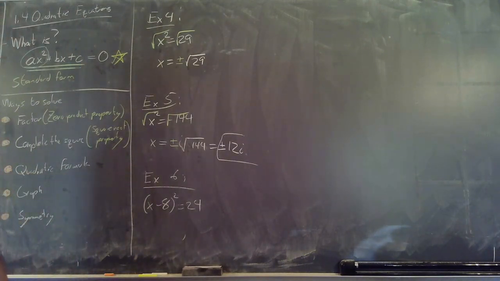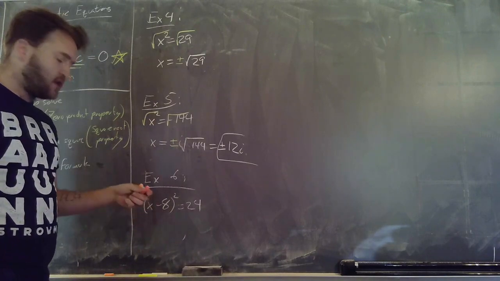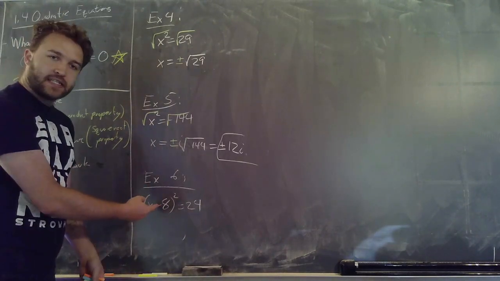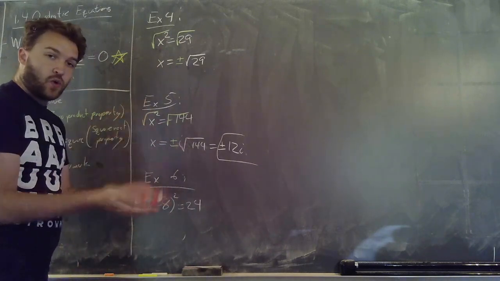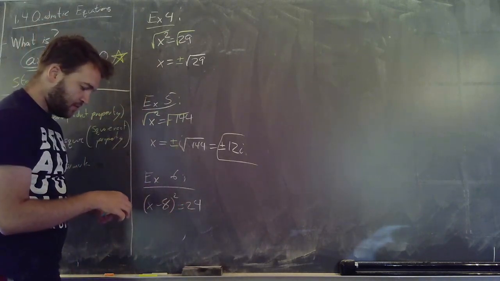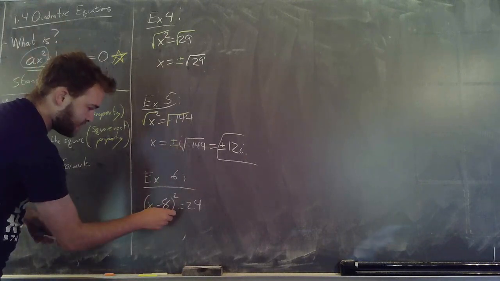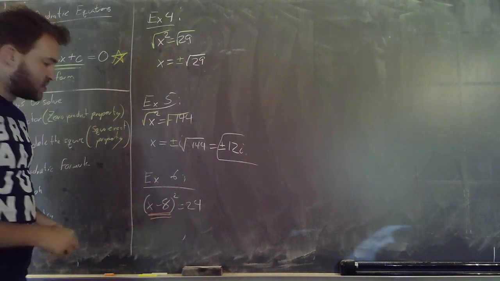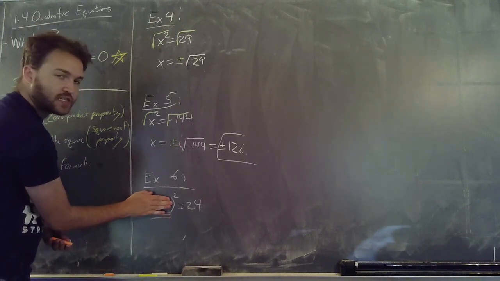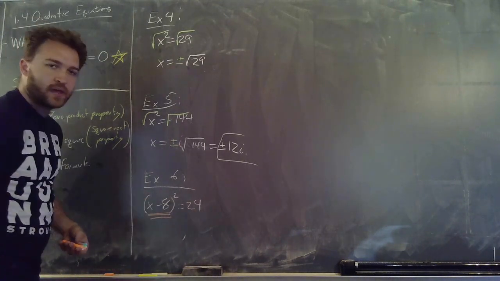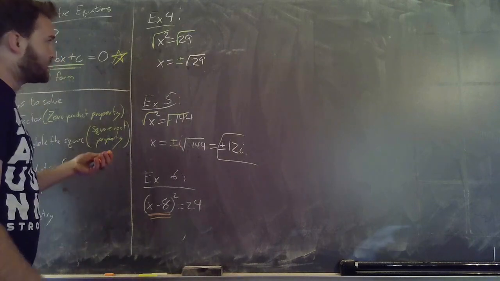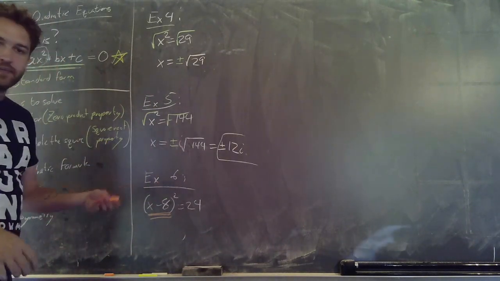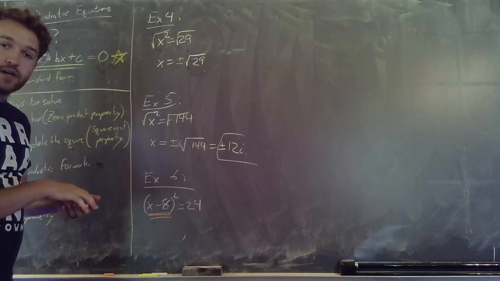Example 6, I have kind of a complicated looking term, but I do want to show you something that can be useful. You might look at this and get scared because it says x minus 8 quantity squared is equal to 24. But if you look at this orange underlined part right here, what you actually have is something squared equal to something else. So since it's something squared equal to something else, that's the exact case where we can simply take a square root of both sides. Let's go ahead and do that.